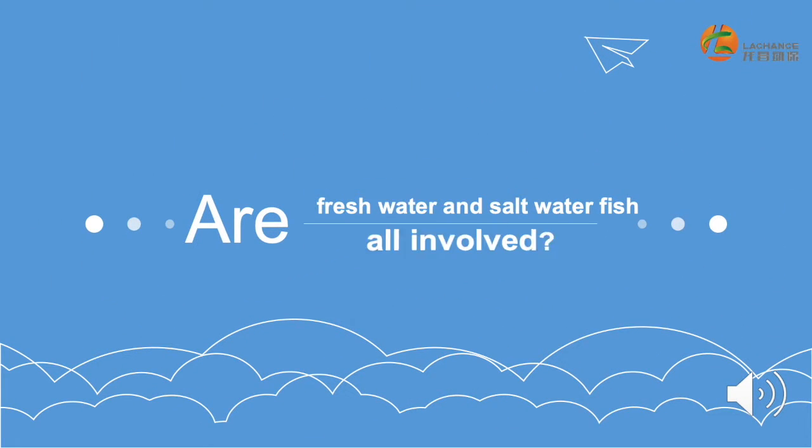Are freshwater and saltwater fish all involved? Both freshwater and saltwater fish are potential sources of human infection with parasites. Fish roundworms are associated with saltwater fish from all areas of the world, whereas fish tapeworm tends to come from freshwater fish in cold waters. Fish flatworms or flukes, on the other hand, are normally associated with freshwater fish in temperate and warm waters.